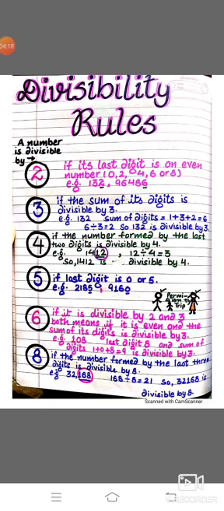Next is 6. A number is divisible by 6 if it is divisible by 2 and 3 both, means if it is an even number and the sum of its digits is divisible by 3, then the number is divisible by 6. Next is 8. If the number formed by the last 3 digits is divisible by 8, then the number is divisible by 8.